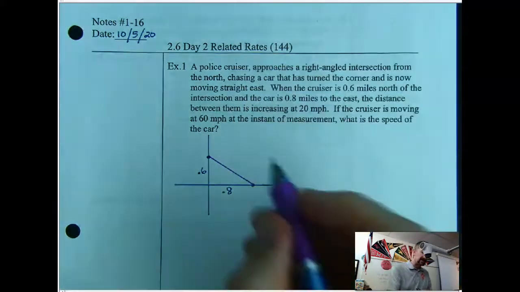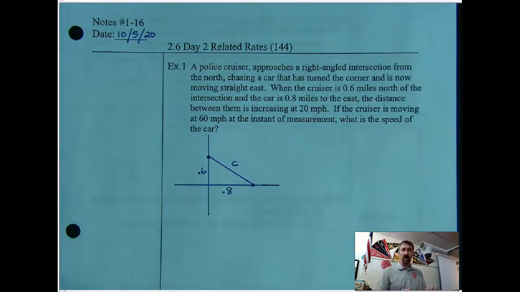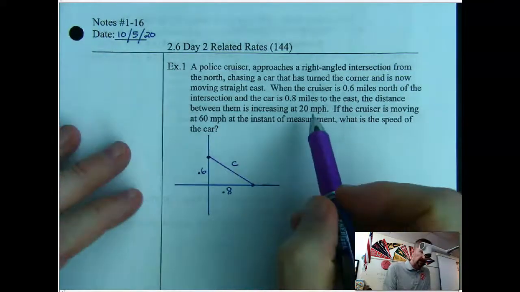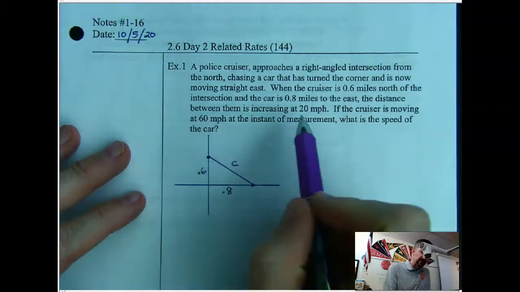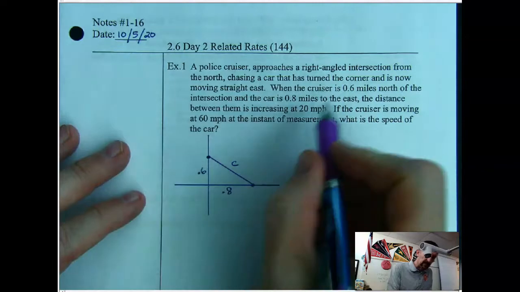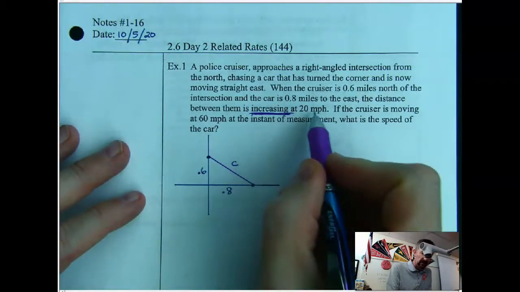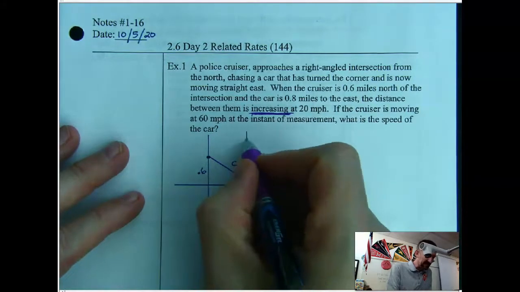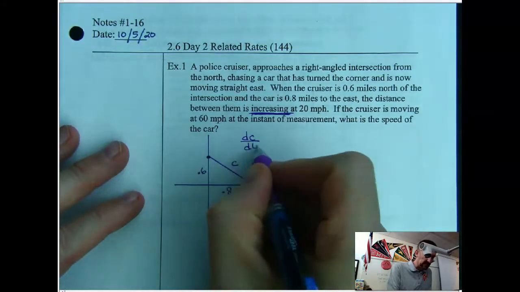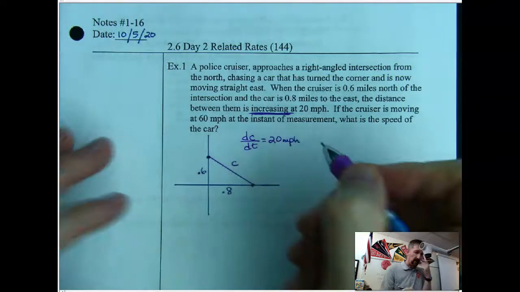I'm going to call that C, like a hypotenuse of a triangle. So the distance between them is increasing at 20 miles per hour. So that means it's a rate, miles per hour. So that means that dc/dt equals 20 miles per hour.